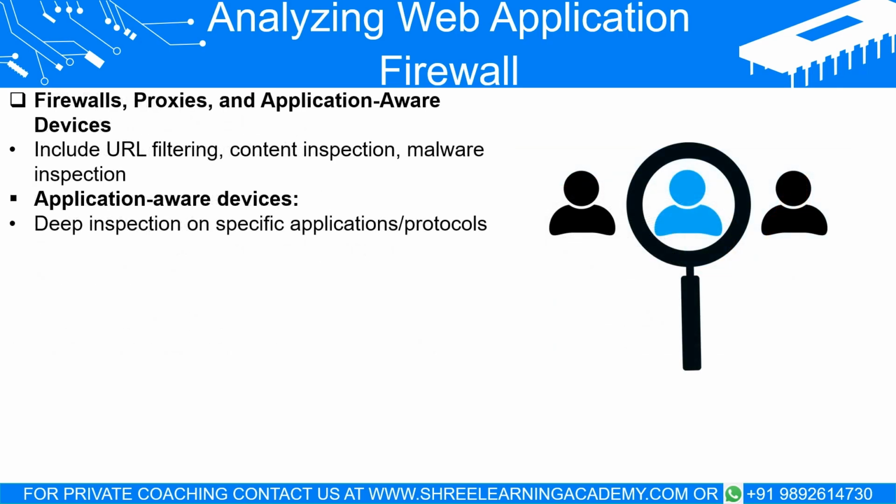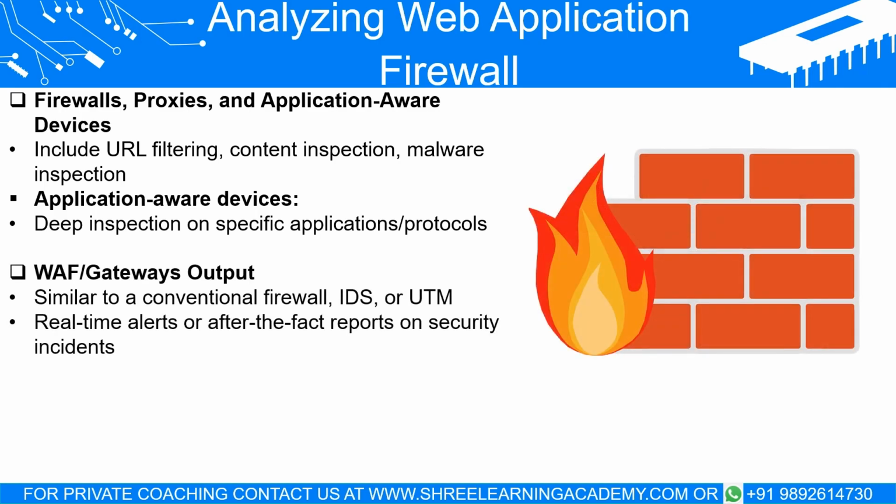Role of firewalls, proxies, and application-aware devices. Firewalls, proxies, and application-aware devices often include the features of URL filtering, content inspection, and malware inspection. They offer layered security to prevent unwanted intrusion or attacks on a network or web application. Application-aware devices are particularly useful as they focus on specific applications or protocols for deep content inspection. This is similar to a food inspector specializing in a certain type of food, such as dairy products, to ensure they meet specific quality and safety standards.